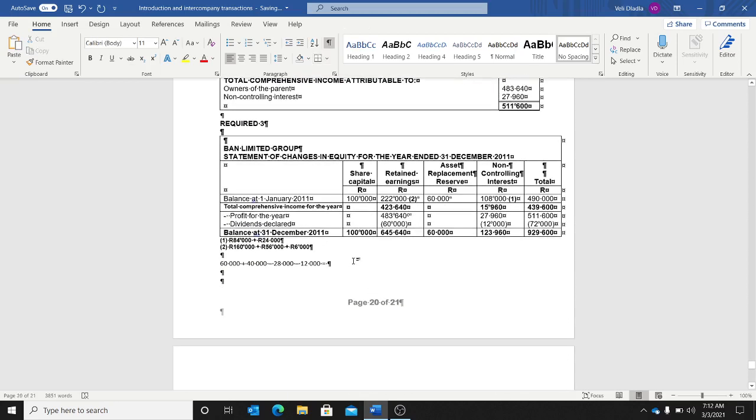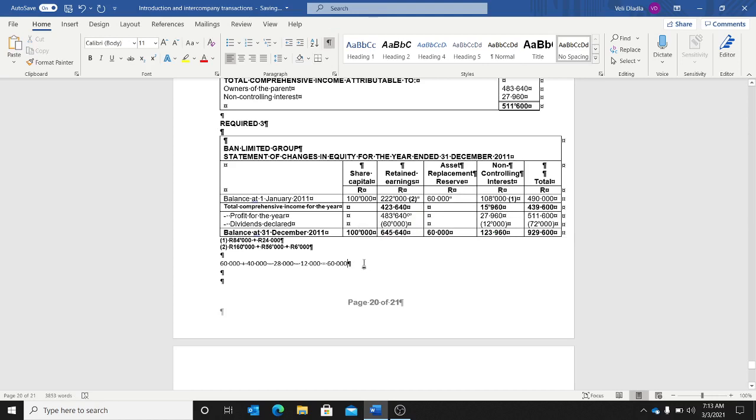So the reason why you see now that thing showing 60,000 here is because this is what happened. It's 60 plus 40 minus what is intercompany minus what went to non-controlling. We are left with 60 as a group here. That is why here we are declaring 60.